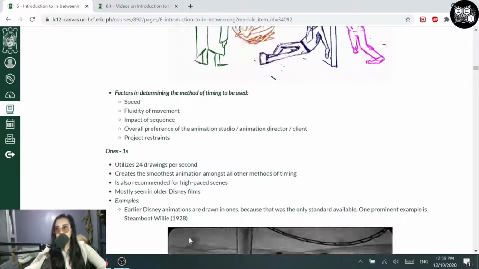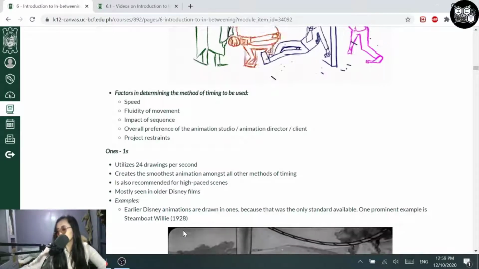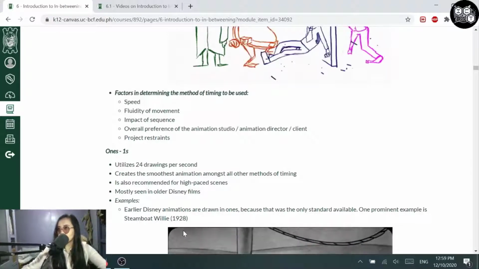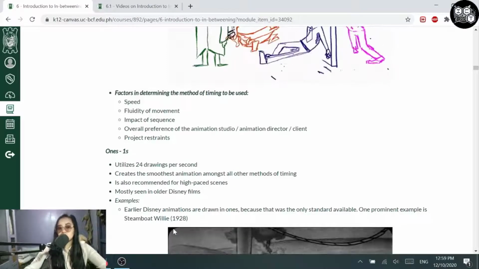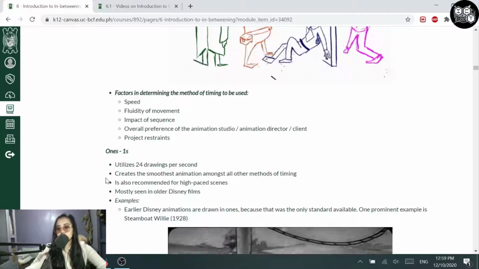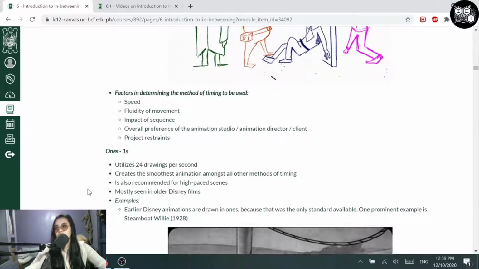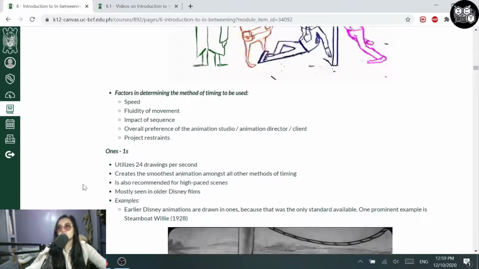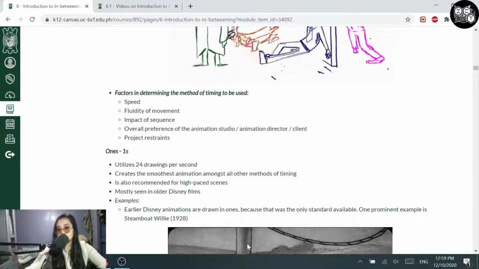So what would happen right here is that when you're a renderer, you won't be able to do much conversion. So walang mawawala in terms of your quality when you're going to use ones animation. Ones is the one that creates the smoothest animation amongst all methods of timing, because you tend to have more frames to work on, more subtle changes, whereas when you're using twos and threes, the changes in the movement can be much more obvious.